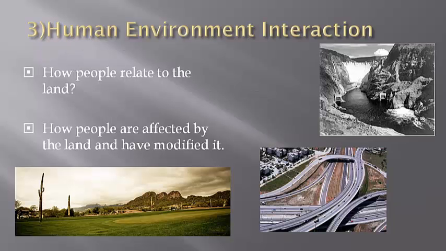The third theme of geography is human environment and interaction. This could be defined by answering the question how people relate to the land, how they are affected by it, and how they have modified it.